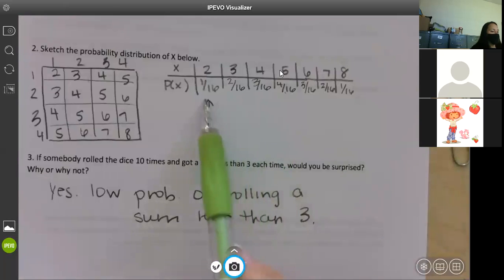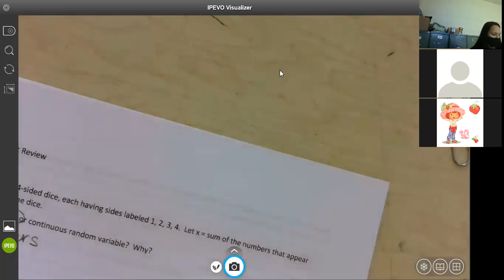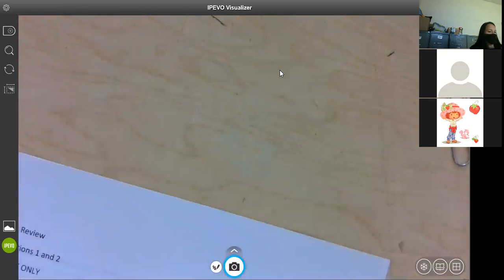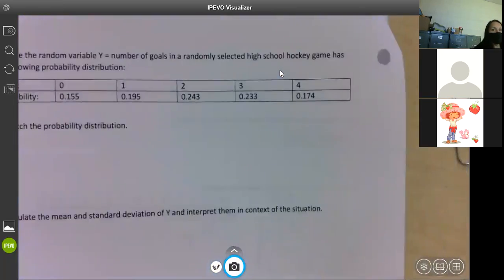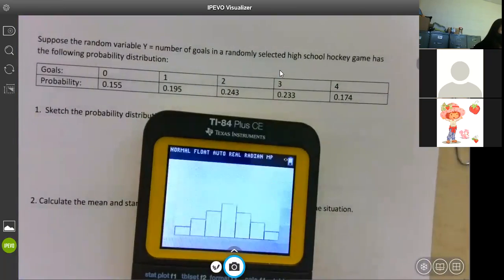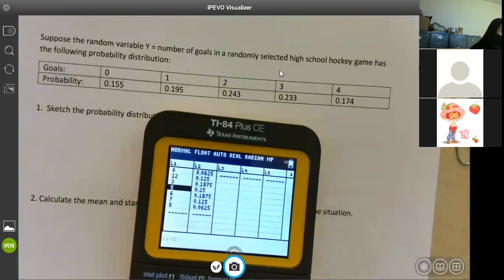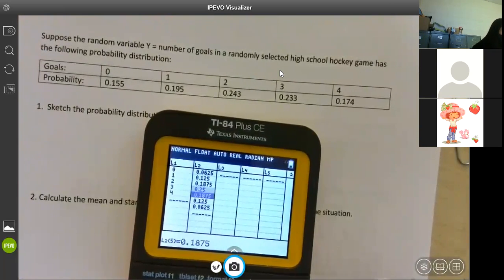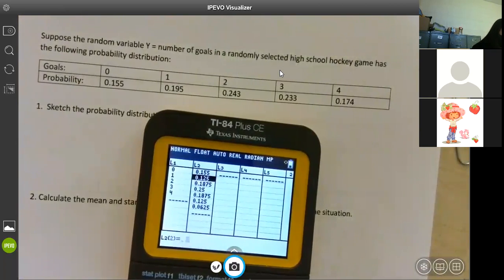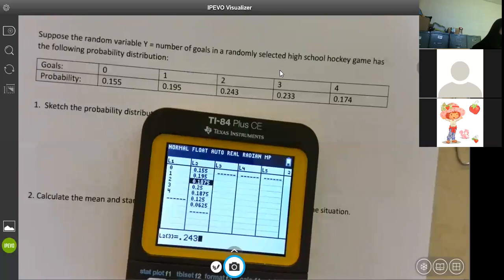Probability distribution. Remember that probability distribution should add to what? 1. Okay, make sure you remember that. So this one says sketch the probability distribution. So I'm going to go back to my calculator and I'm going to edit 0, 1, 2, 3, 4. Sorry. 1, 2, 3, 4. 0.155, 0.195. If y'all want to put these numbers, you don't have to put them in your calculator, but if you want to know what your scales were, that would help you look, then that would be fine as well.